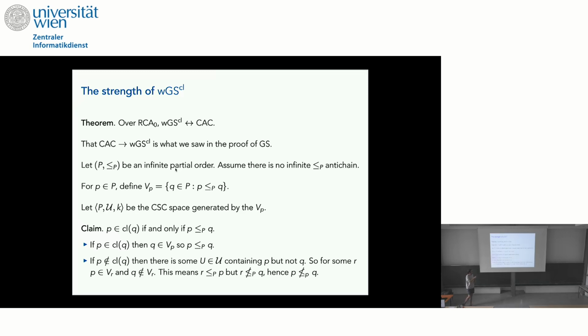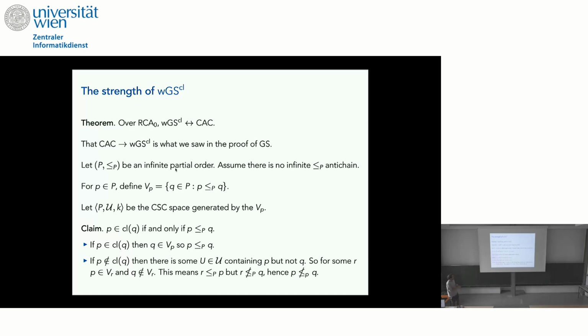And so this gives us a uniform sequence of these V_P's, and in a Delta-1 way, we can close those off under intersection and generate a CSC space so that we actually have a basis. That's very easy, right? Just generate the CSC space out of these sets. Just have a specific U_n, where that n stands for the intersection of these finitely many sets.